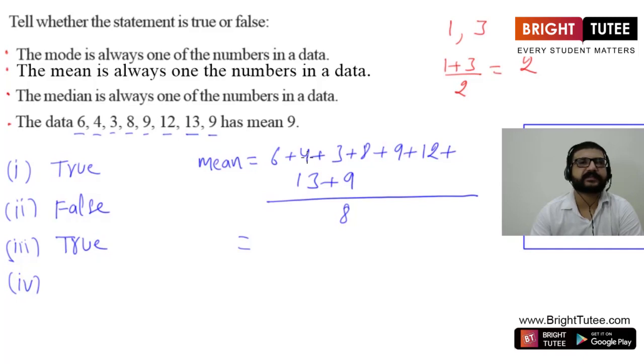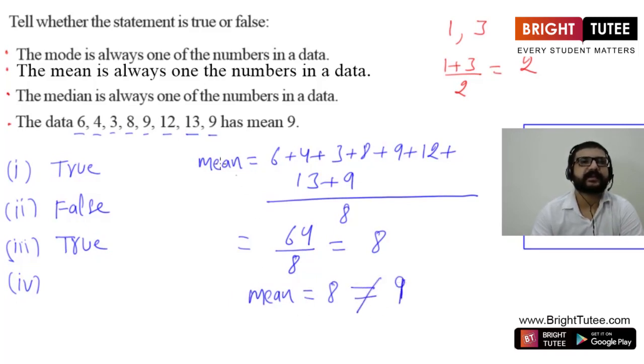6 plus 4 gives us 10, 10 plus 3 13, 13 plus 8 21, 21 plus 9 30, 30 plus 12 42, 42 plus 13 55, and 55 plus 9 gives us 64, and this will be divided by 8. Now 64 divided by 8 gives us 8. Hence the mean of this data is 8, and we know 8 is not equal to 9. Hence the given statement is false.